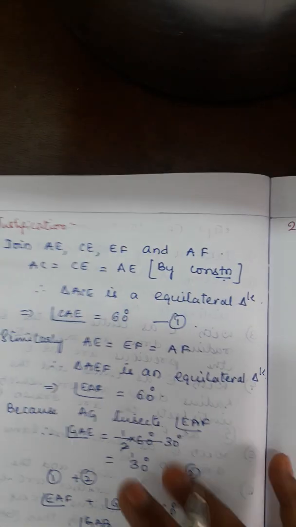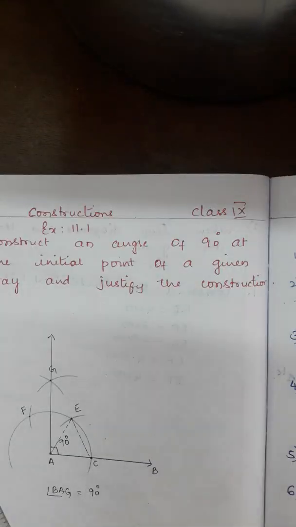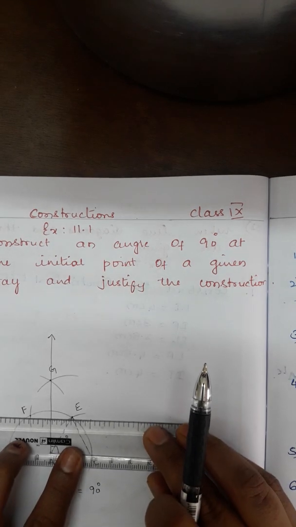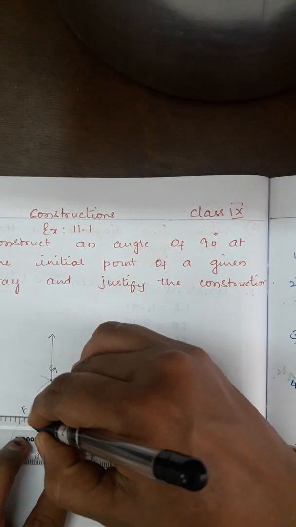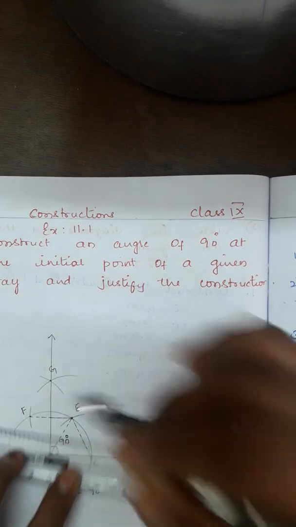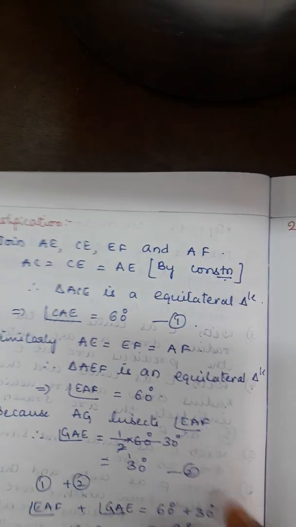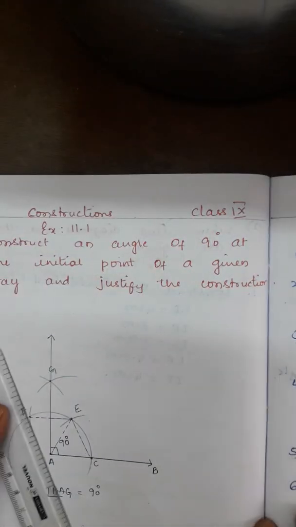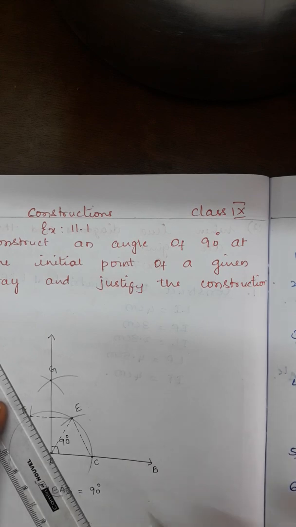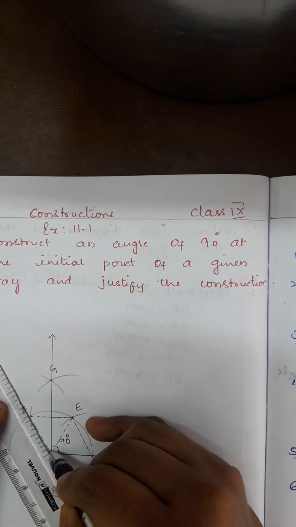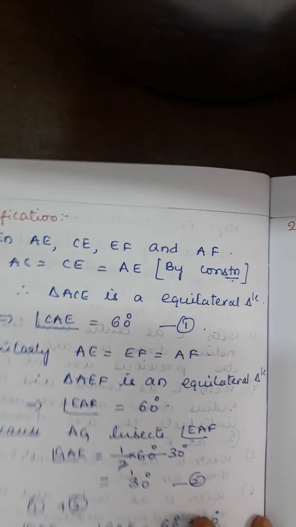Then, what else? EF. Where is E? Here I have E. I have to join EF. Then what is the next step? AF. Join AF. So this is our construction.